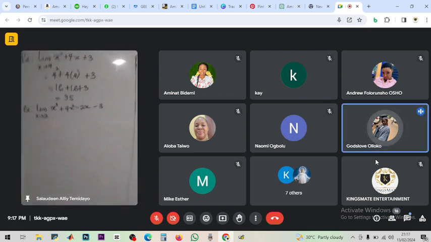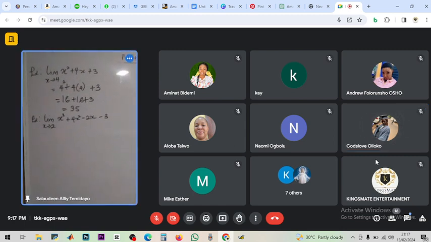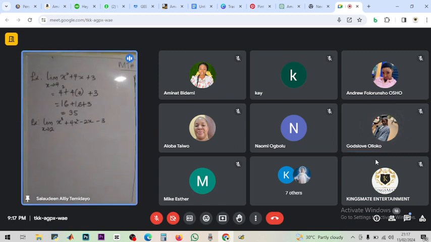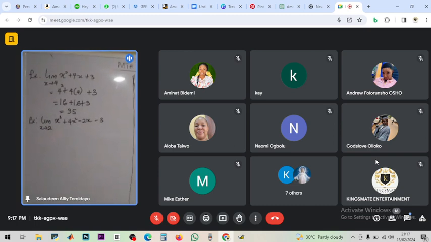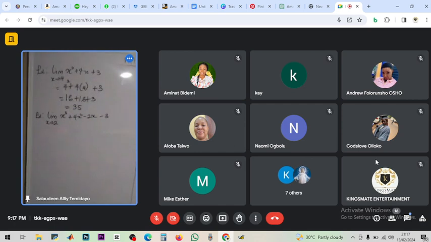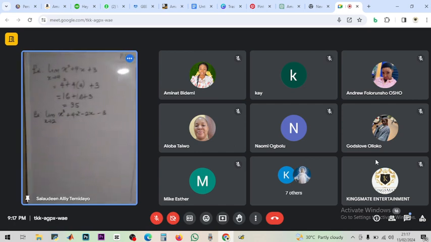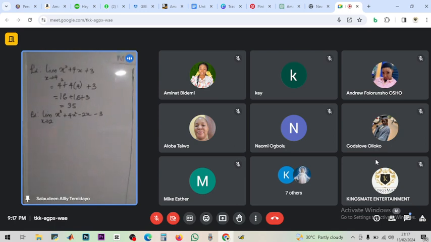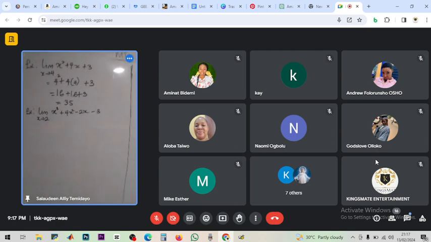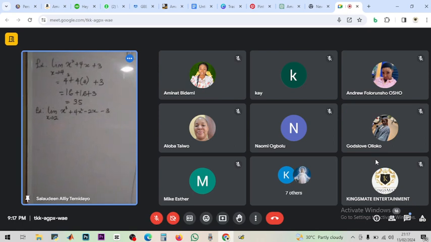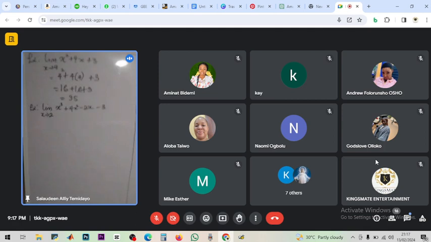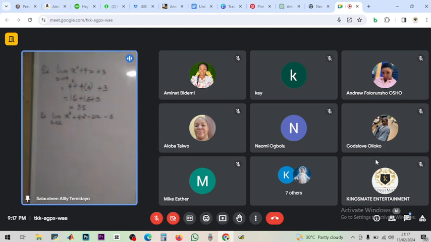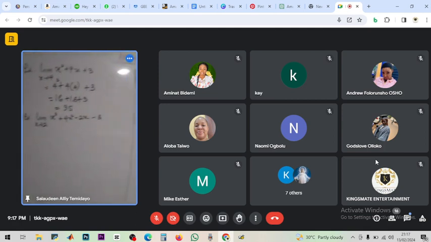We are not seeing the board very well. Better look at it very well. I just maximized it now and I'm seeing it perfectly. Limit x to 2, x cubed plus 4x squared minus 2x minus 3. I read it from the phone now. We have to be very fast. That's a very big factor. Our exams need speed.